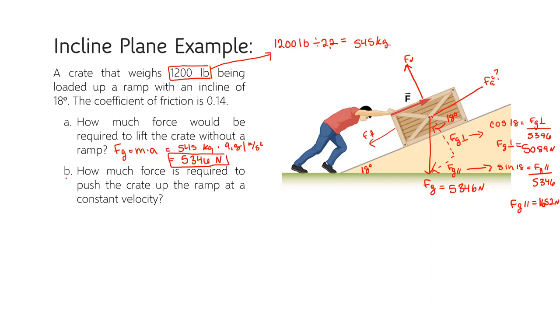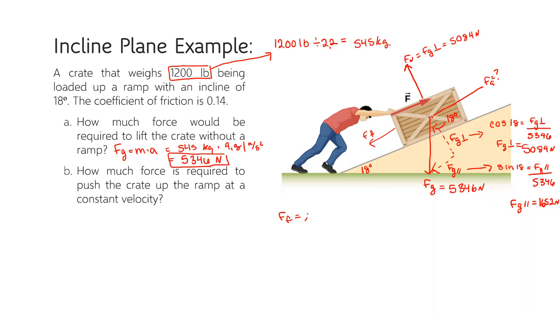Now we can find out how much force is needed to push. Should we have all of our pieces? We've got one more piece to calculate. How much force is needed? I know how much force is holding the crate on the ramp, what part of gravity. So this is equal to Fg perpendicular, just a different sign on it. So it's going to be 5,084 newtons.